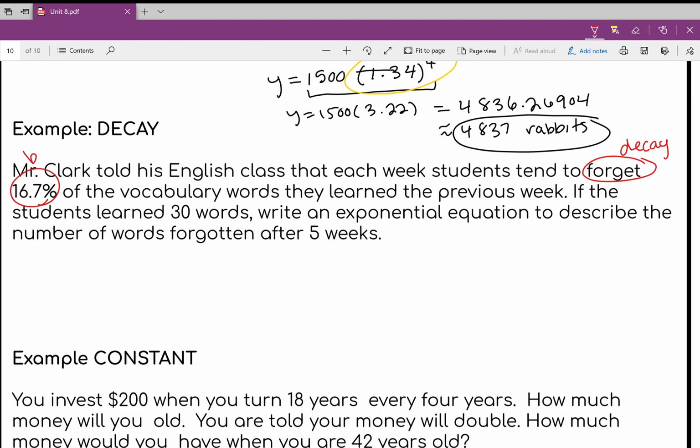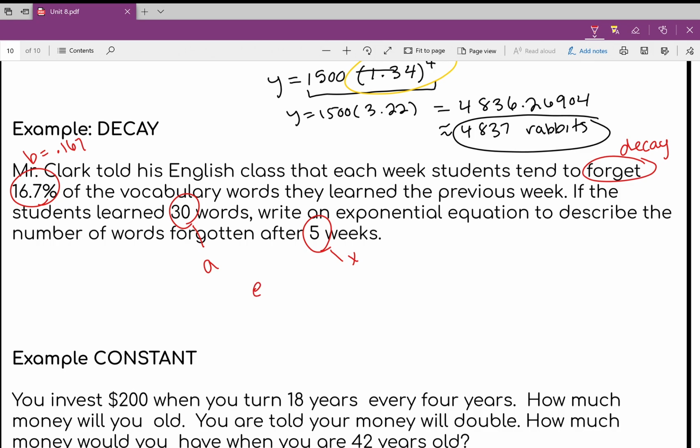16.7% is our B value, but we have to turn it into a decimal, so it's going to be 0.167. Remember, we move that decimal 2 places to the left. If the student learned 30 words, so this is what they initially know, our A value, write an exponential equation to describe the number of words forgotten after 5 weeks. This is our time, so it's x. Okay, now we can plug everything in.